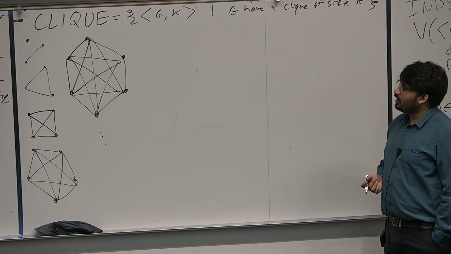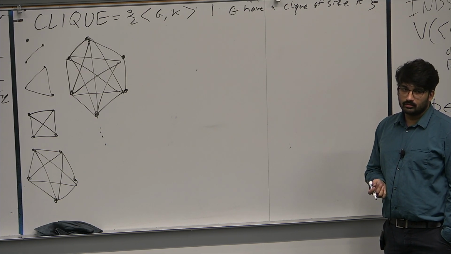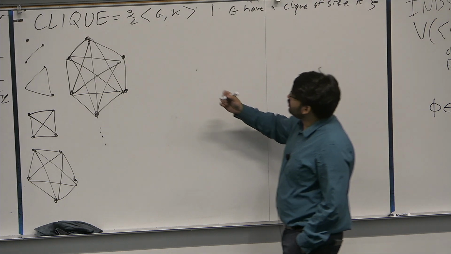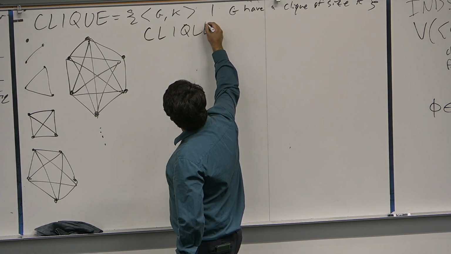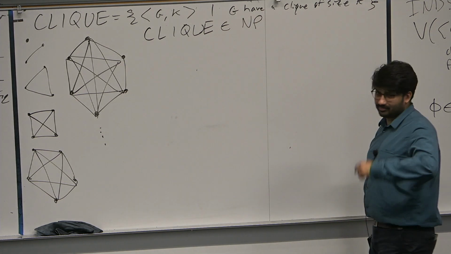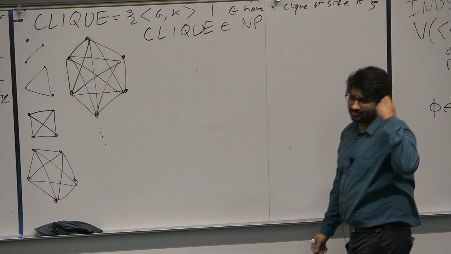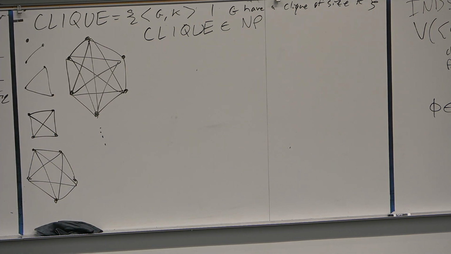Clique, I claim, is NP-complete. Why? Well, let's just do it. First, we need to show clique is in NP. Why is it in NP? You just give them the vertices, and you can check that they're all connected to each other. Yes. So the witness is... I'm going to do a magic trick. Watch this, hold on.